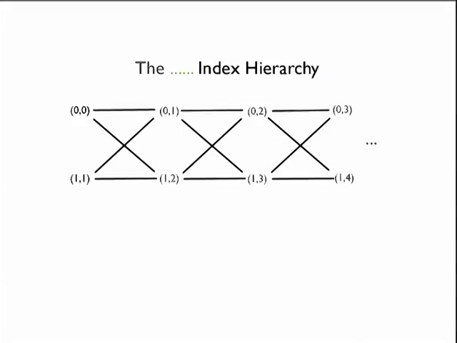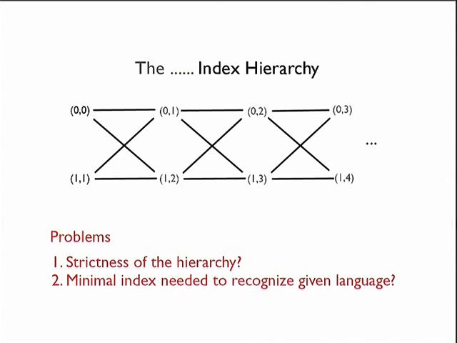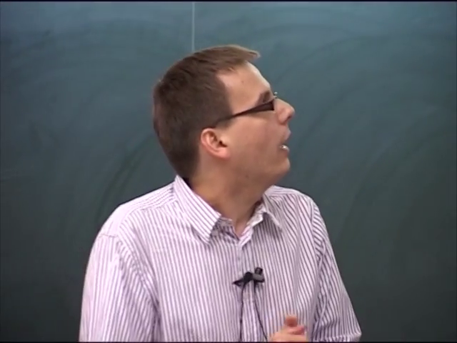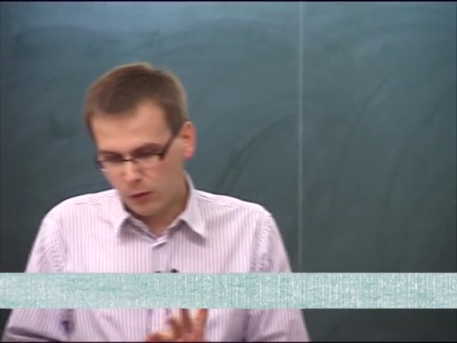A question to ask is whether this, so there are two questions. The first one is whether this hierarchy is strict, and if so, then what is the minimal index needed to recognize a given language? So that's the typical decidability question. And in general, if you take alternating tree automata, the strictness question was answered positively some time ago. I guess the first proof would be Julian Bradfield's.